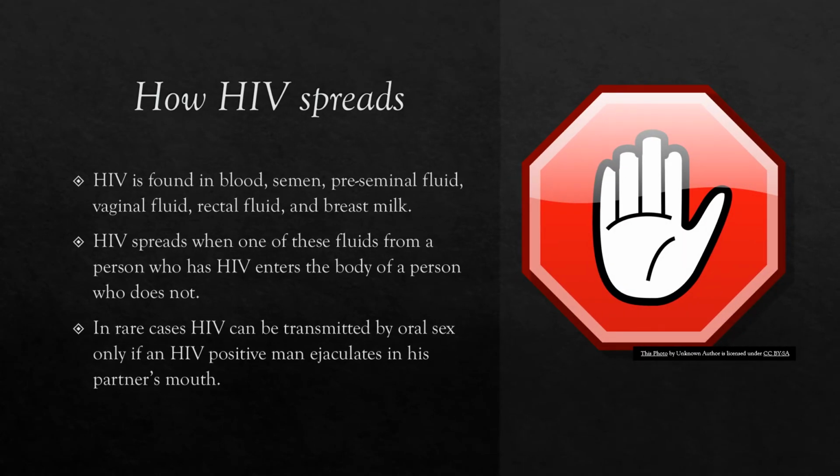How HIV spreads. HIV is found in blood, semen, preseminal fluid, vaginal fluid, rectal fluid, and breast milk. HIV spreads when one of these fluids from a person who has HIV enters the body of a person who does not. In rare cases, HIV can be transmitted by oral sex only if an HIV-positive man ejaculates in his partner's mouth.